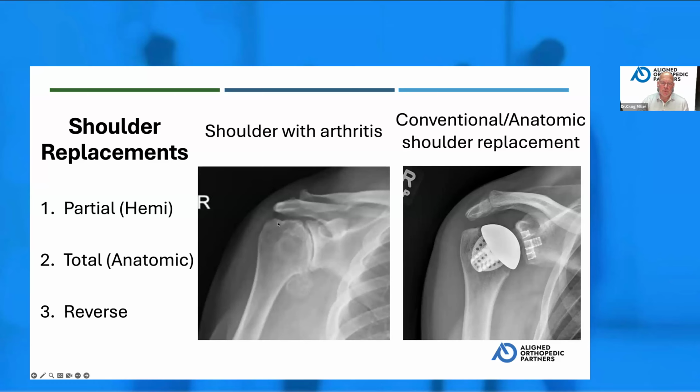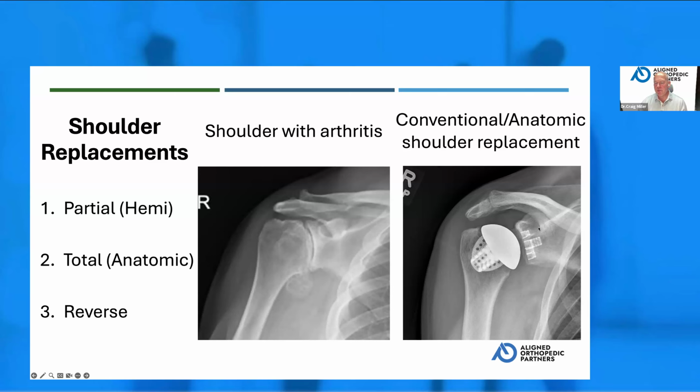Historically, we used to do what's called a hemi, which is where we'd replace only the ball, only one side of the joint. And that's now kind of relegated to the trash bin of history, except for certain cases of catastrophic problems where the socket is irreparable or we cannot reconstruct the socket. Most of the time, 99% of the time now, our patients are getting either a total anatomic shoulder, a conventional shoulder replacement. Conventional means I'm replacing the ball with a ball and I'm resurfacing the socket, okay?